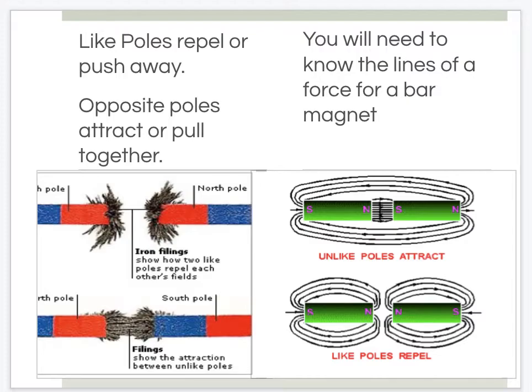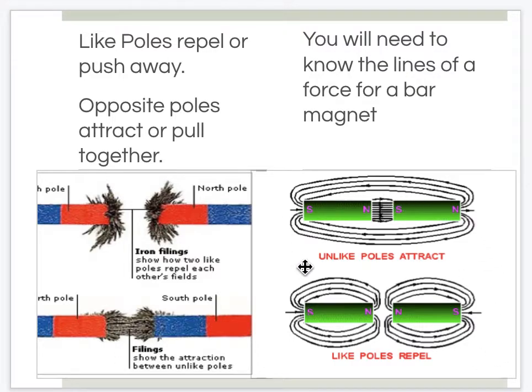Like poles, again, repel or push away, and opposite poles attract or pull together. So if you had these iron filings, north and north pole coming together, you can see the iron filings are trying to get away from each other. They're showing how the two like poles repel. And then if you have a north pole and a south pole, opposite ends, they're going to pull together, and you can show that the filings are attracted to one another and they want to stick together.